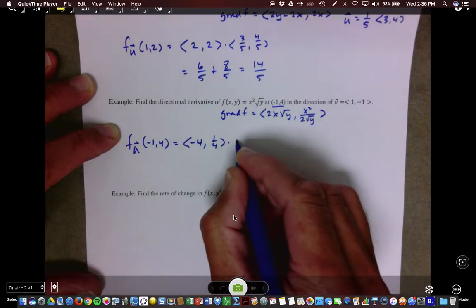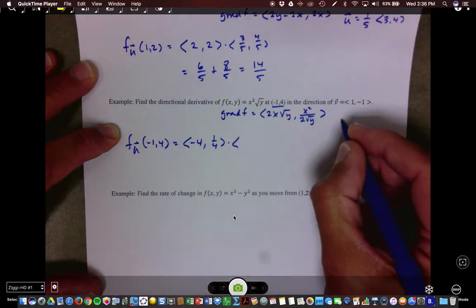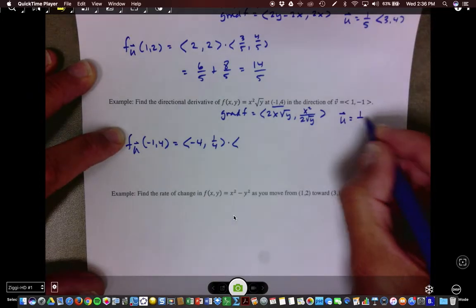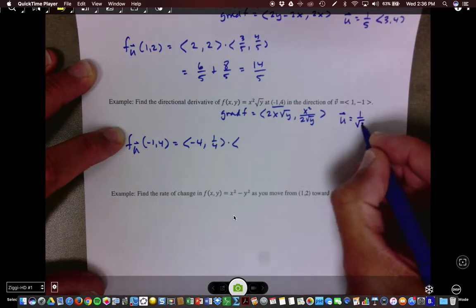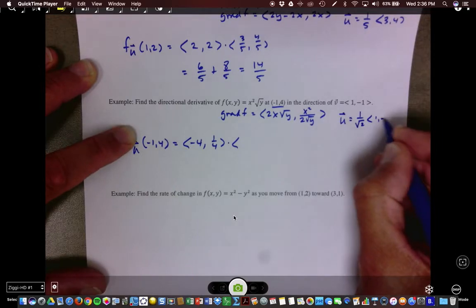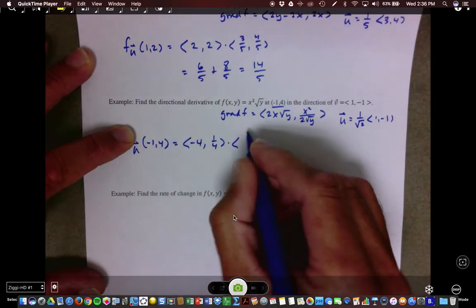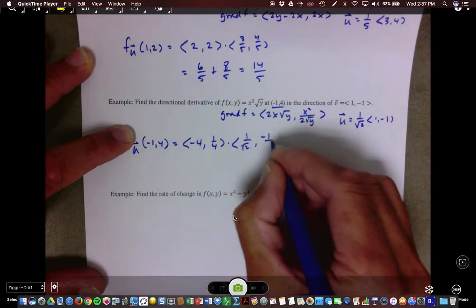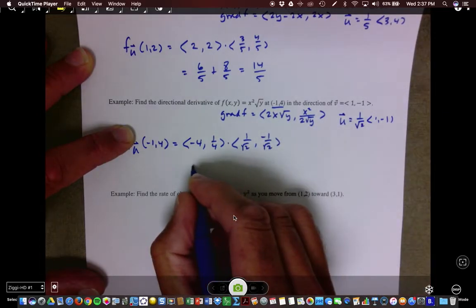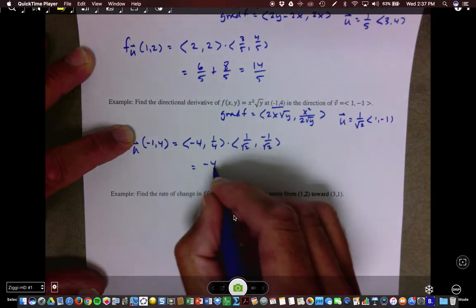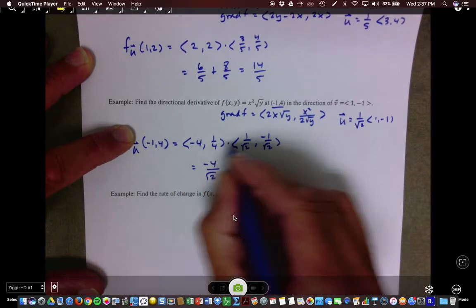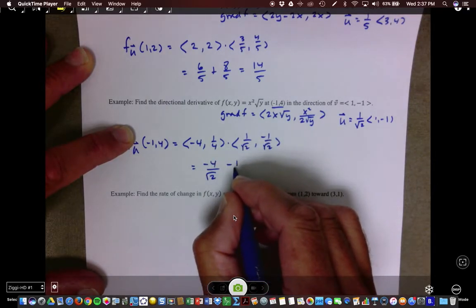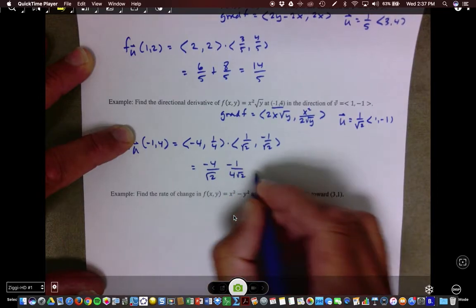Right, and then we need to dot this, and it's important that this is a unit vector. So a unit vector in the direction of 1, negative 1 would be 1 divided by the magnitude, which is the square root of 2, times 1 and negative 1. So this will be 1 over root 2 and negative 1 over root 2. And we'll get negative 4 over the square root of 2. And then multiplying these two together, I'm going to get minus 1 over 4 root 2.